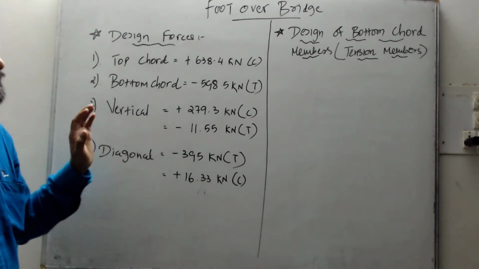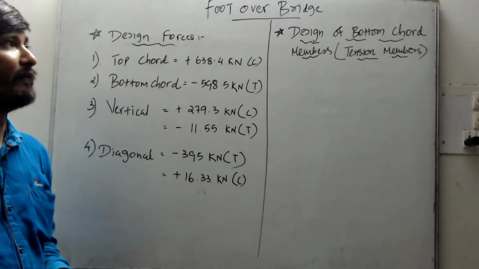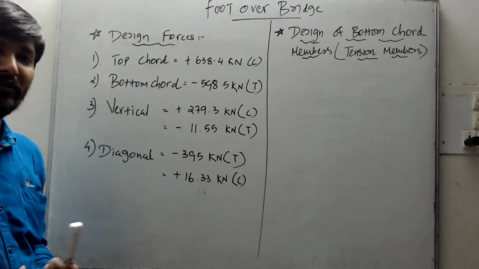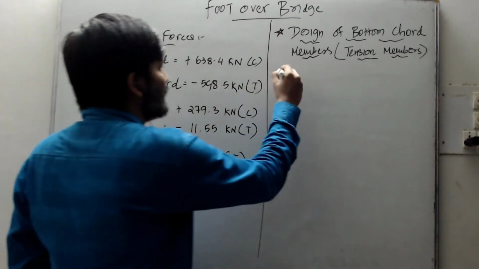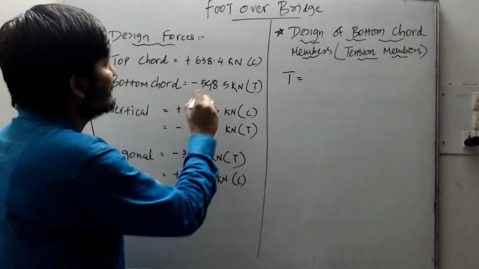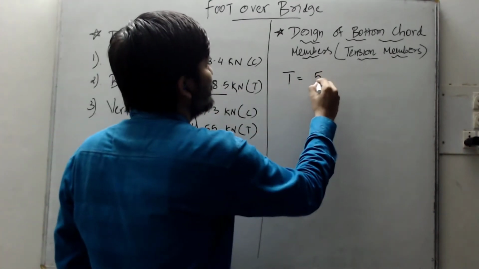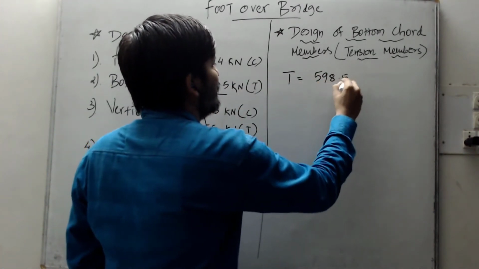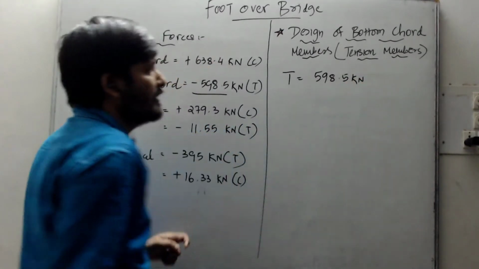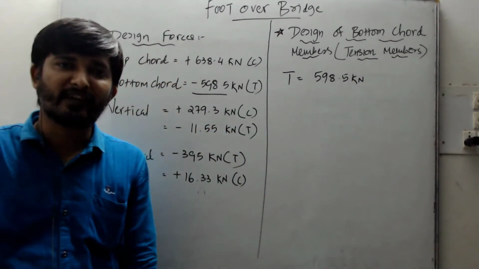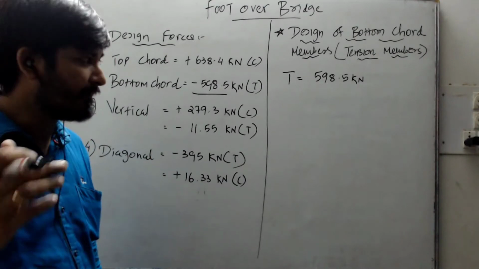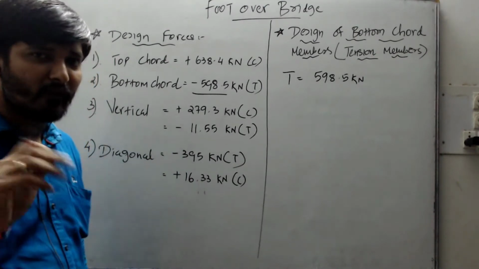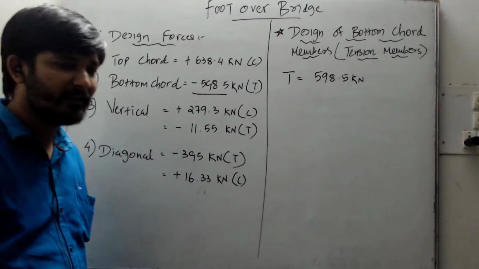Alright. So first we are starting with the design of the bottom chord members, which are also called tension members. I can write my tension force in this as 598.5. You need to follow the procedure for design of tension members that you must have studied in your previous semester. If you forget that, don't worry, I'll revise it and we are going to design it.